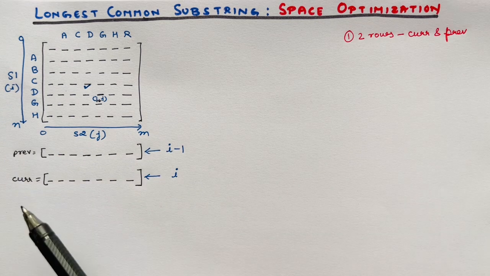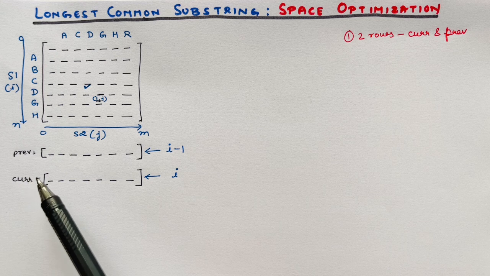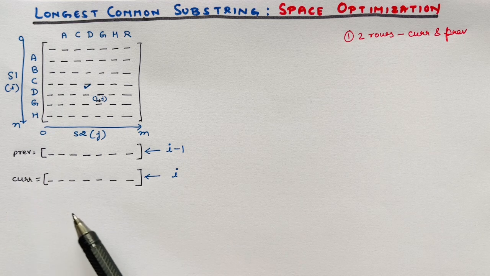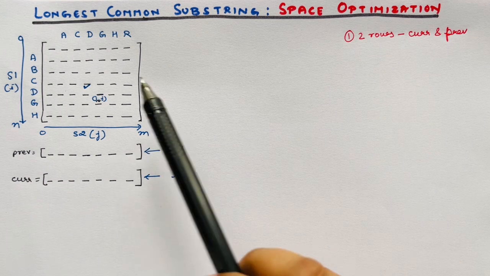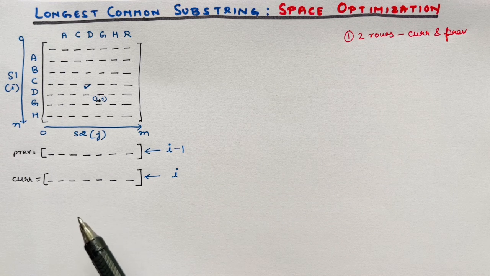Let's say these are the two rows, previous and current. Current is the current row that we are filling and previous corresponds to the row prior to it. Now if we can solve this problem using only these two rows instead of using the whole matrix, we would have optimized the space complexity. Now let us see how can we solve that.